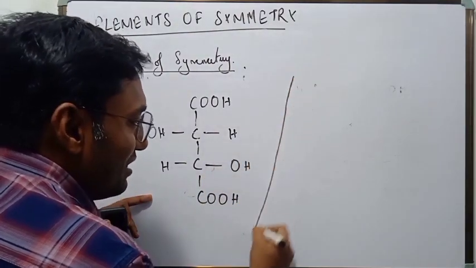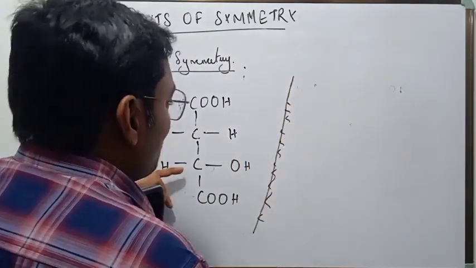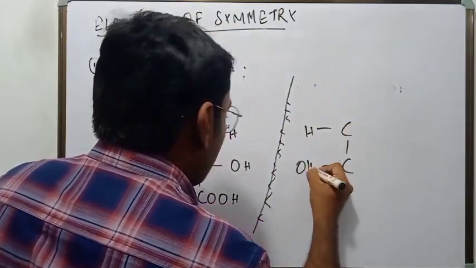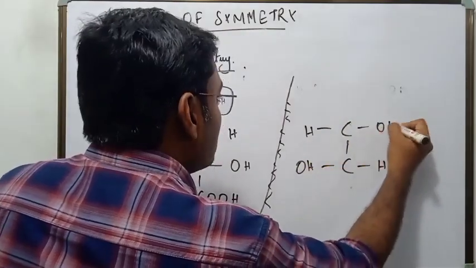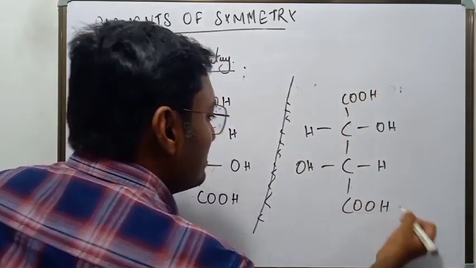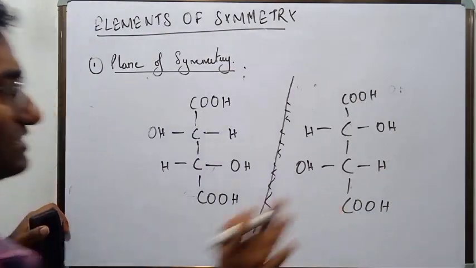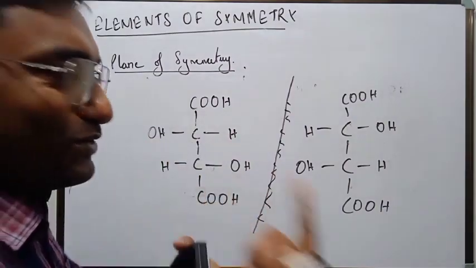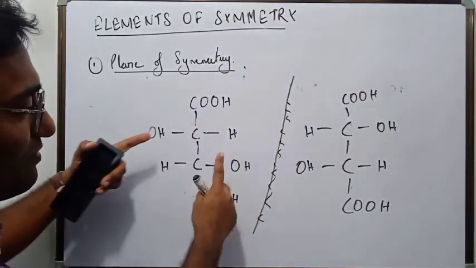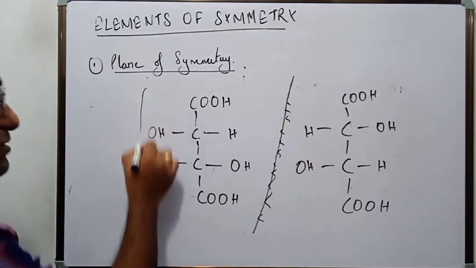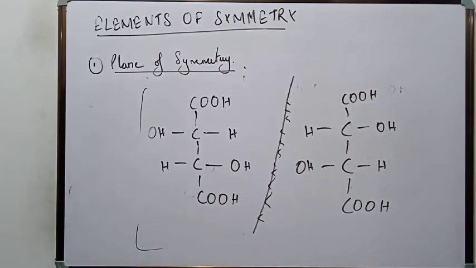Correct? So if you draw a mirror image, let us see what we get. This H would come here, OH would come here, H, OH, COOH, COOH. Now look at this. This is the optical isomer which is possible. You can rotate it like this, 180 degrees. I have shown you how I rotated. Even if you rotate it 180 degrees, it is non-superimposable. Right? So they are non-superimposable mirror images of each other. They exist as these images.